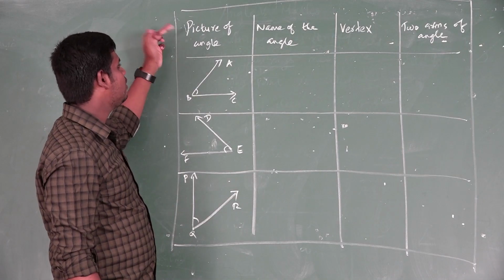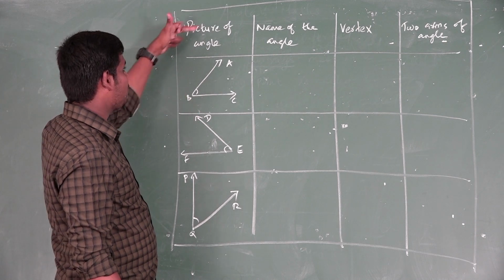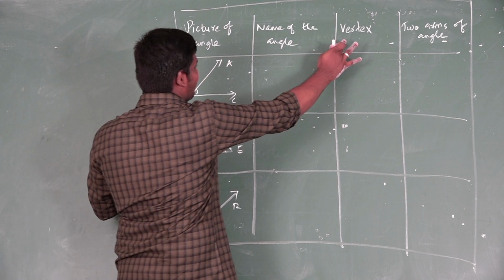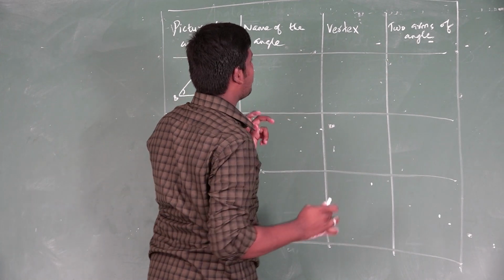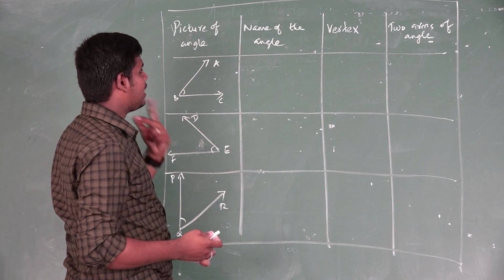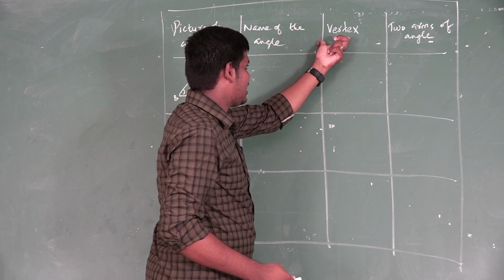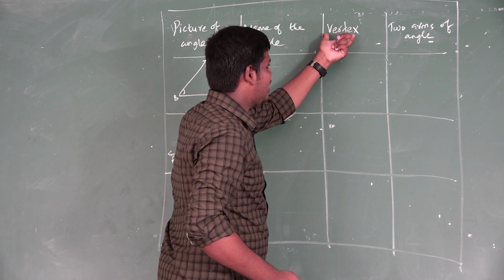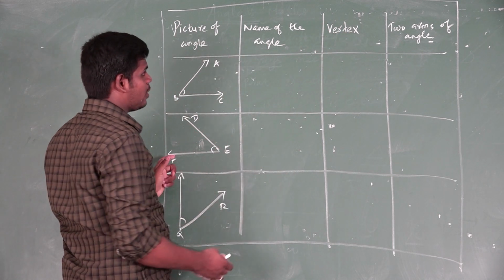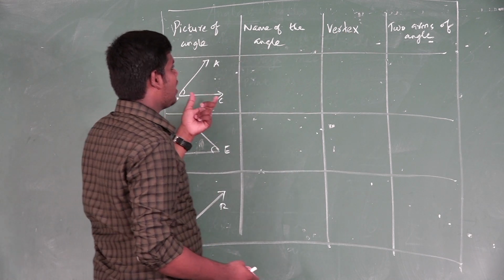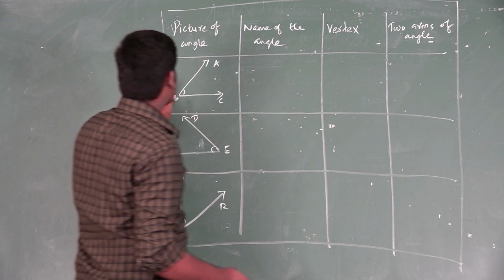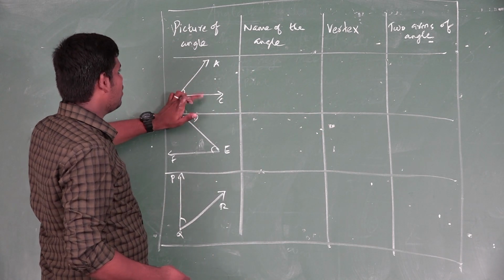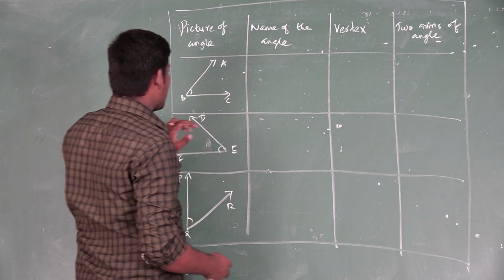In this table, given the picture of the angle, we want to find the name of the angle, then the vertex, and last, the two arms of the angle. I already explained what the vertex is. The common point where the two arms meet is called the vertex. I also showed in the picture where the arm is located. So here see the picture of the angle. We want to find the name of the angle.